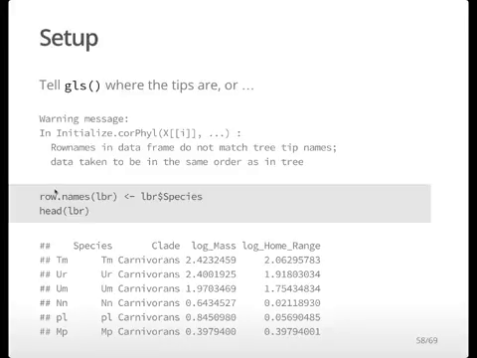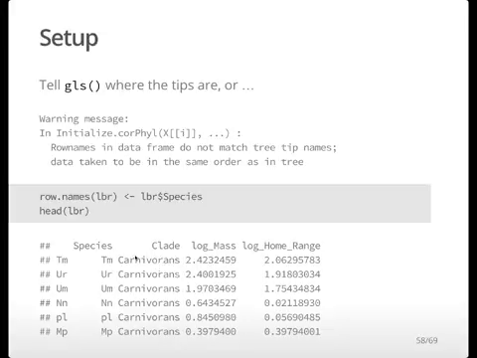The solution is very simple. We just supply row names. And we supply species as the row names. And now, instead of 1, 2, 3, 4, 5, we get the tip names as the row names, and then this will allow it to match up everything properly. And everything will work. That's all we've got to do.